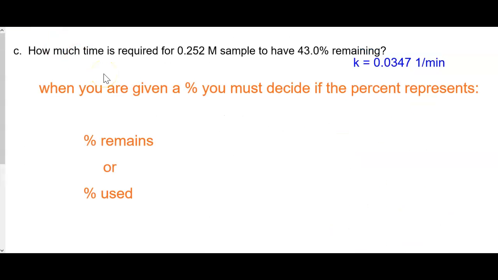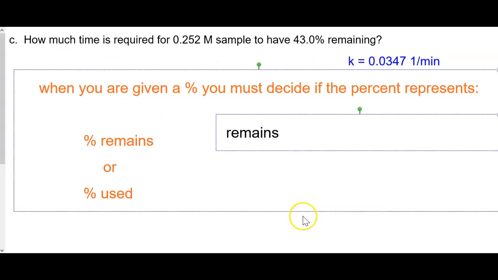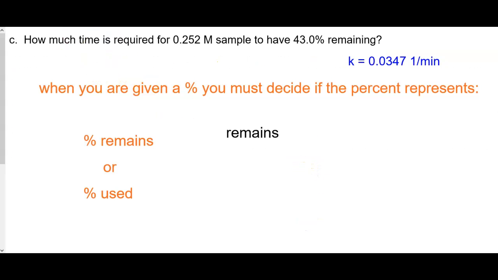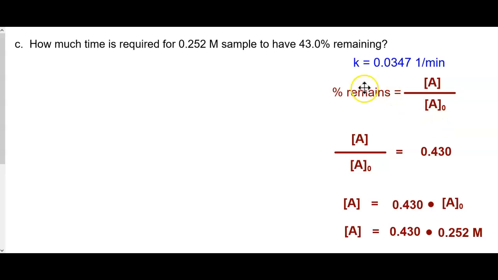Okay, how much time is required for a 0.252 molar sample to have 43.0% remains? I have a percent. Anytime you're given a percent, you need to decide if it's percent remains or percent used. Nice enough, it told us remains. So we know it is remains. And so we can say percent remains is A over A naught. So A over A naught equals 0.43. Remember, we've got to write this as a decimal.